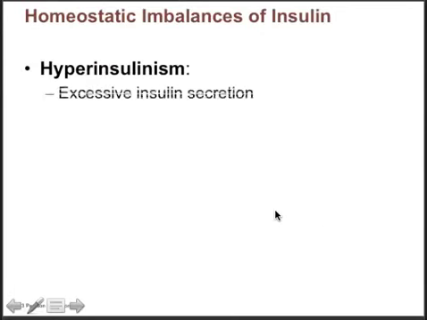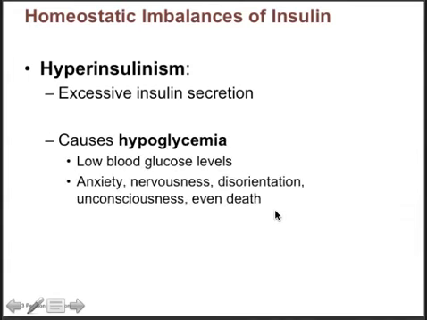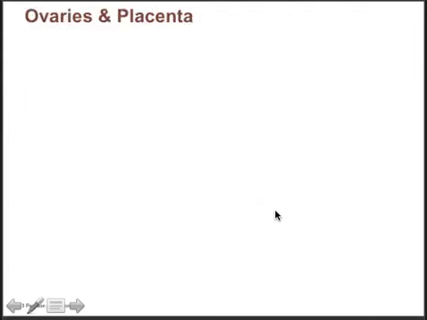Hyperinsulinism is a result of excessive insulin secretion. This causes hypoglycemia, which results in low blood glucose, can lead to anxiety, nervousness, and disorientation, as well as unconsciousness, and can even lead to death in extreme circumstances. We treat this by sugar ingestion.